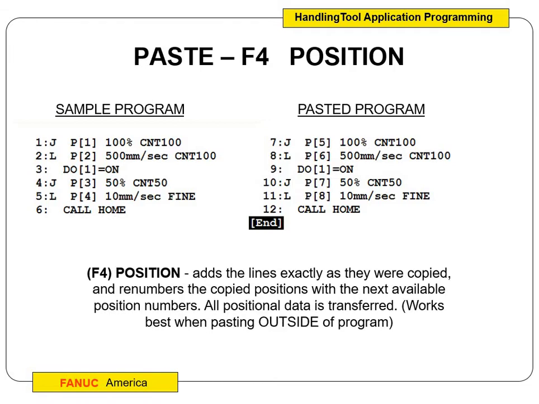Then, what does it do in this one? What did it do differently? If we copied the first 6 lines and pasted the 6 lines in, it keeps the logic, just like the logic did, but now instead of keeping the position numbers, it automatically gives you the next available position numbers. Okay? So let me step back one slide.